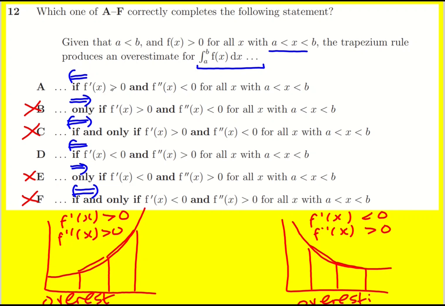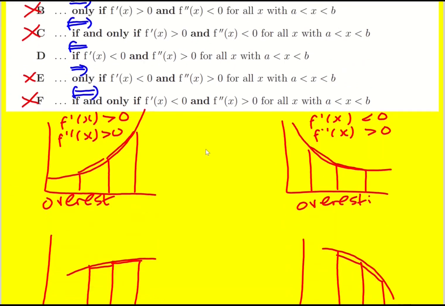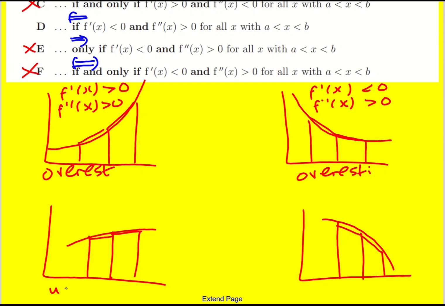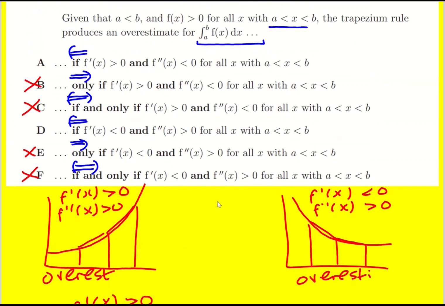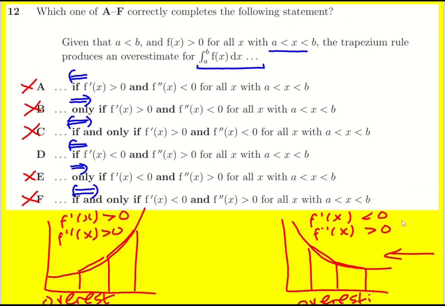So does the derivative greater than 0 and the second derivative less than 0 imply an overestimate? Well, actually, I've shown for this second one that it implies an underestimate. That was positive gradient, but second derivative less than 0. So A is wrong as well, which just leaves us with D. If the gradient is negative, but the second derivative is positive, will we get an overestimate? That is that example there. Yes, that one is true. So our answer is D.